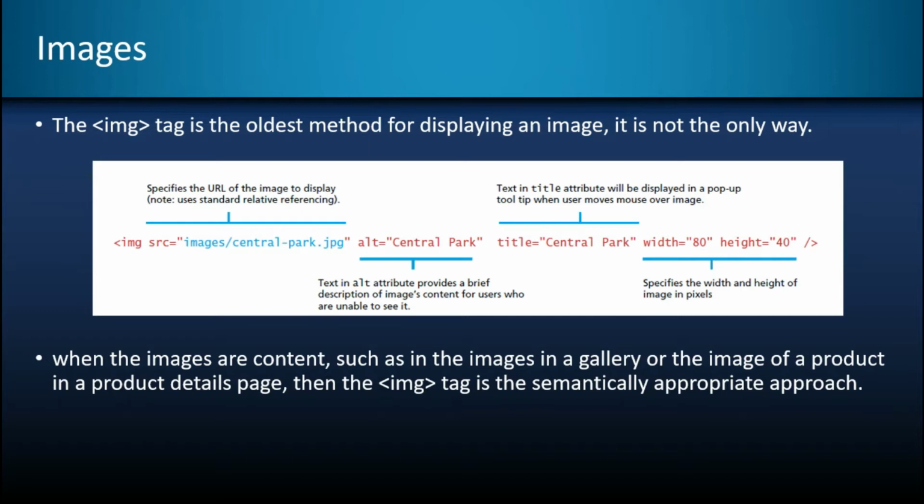Or if you have an image that is just content of a document, like a figure or anything, at that time you need to use the image tag. So when it is an image of content, such as the images in a gallery or an image of a product in a product detail page, then the image tag is a semantically appropriate approach. Let us study what this image tag is.